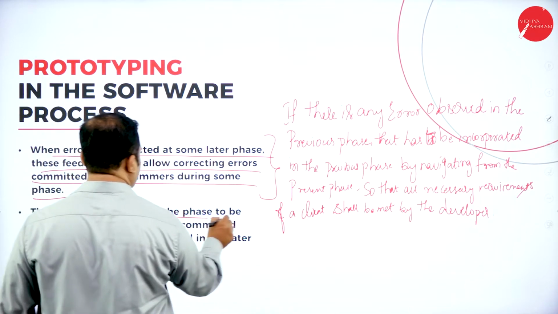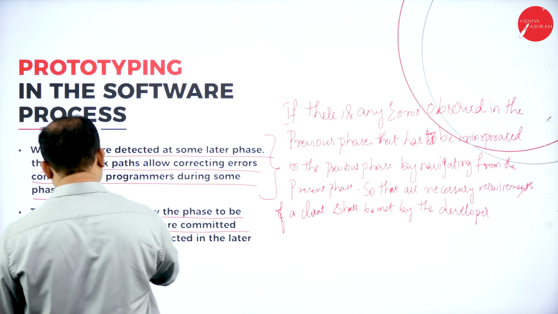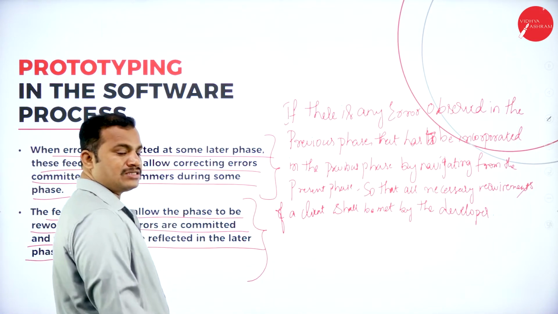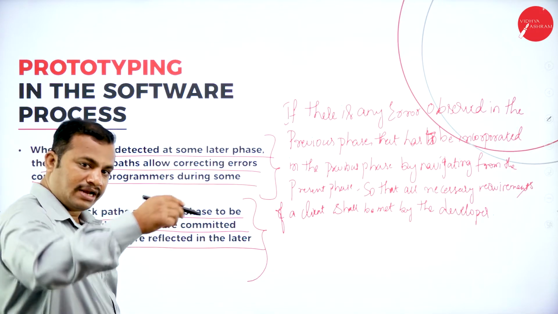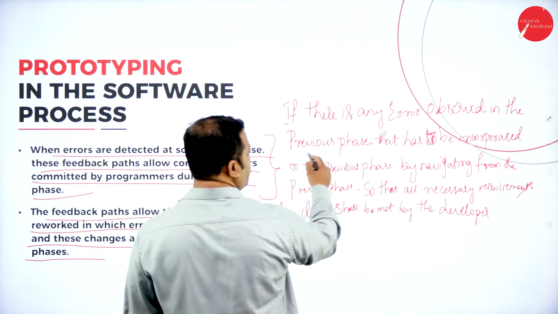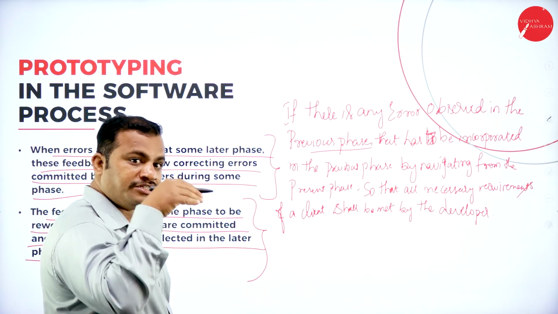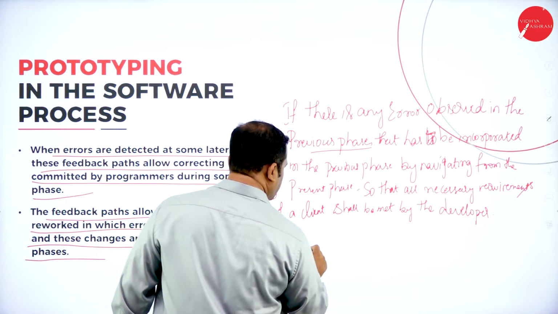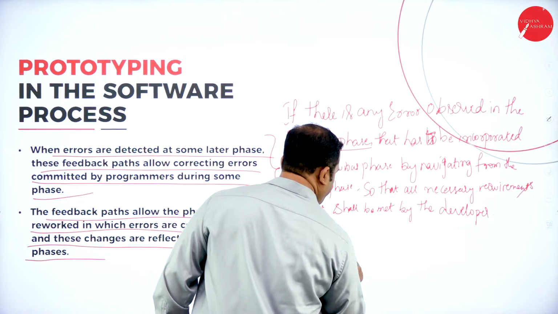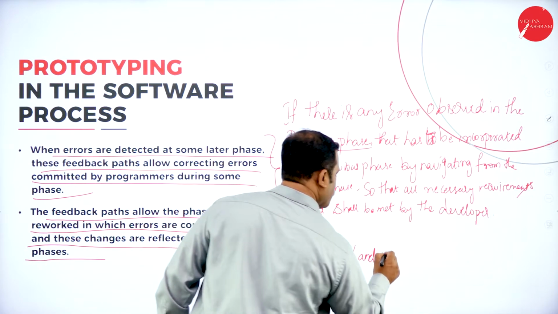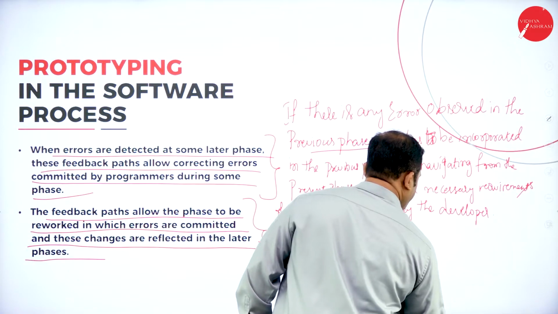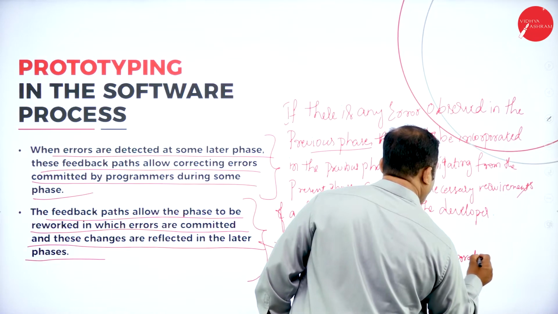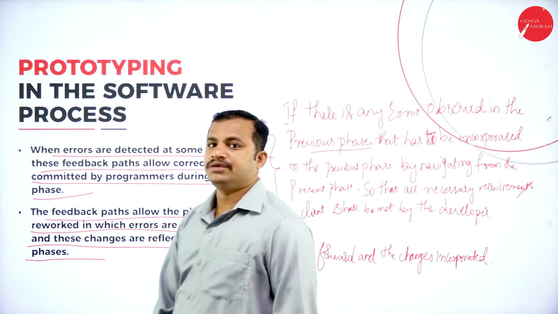The feedback paths allow the phase in which errors are committed to be reworked, and these changes are reflected in the later phases. That means if any errors are identified in the previous phase, we can navigate from the present phase to the previous phase, and the incorporated changes shall be committed in the later phases. We shall move forward and find the changes incorporated. That is the main thing you need to observe here.